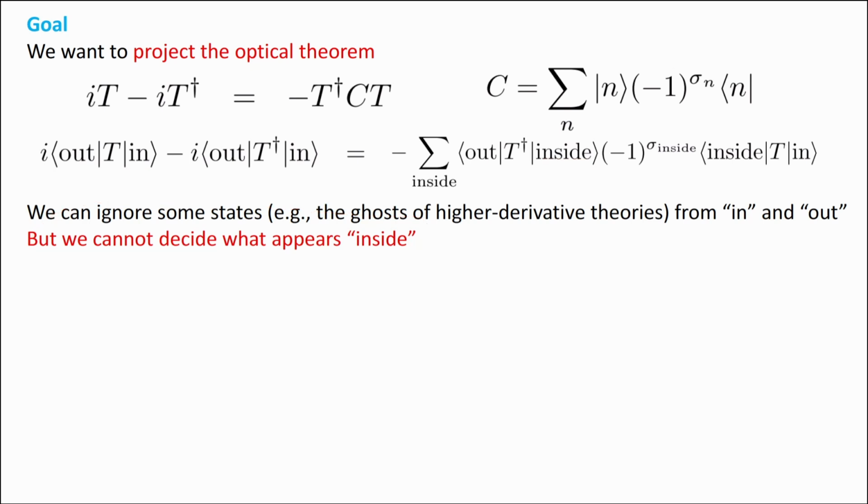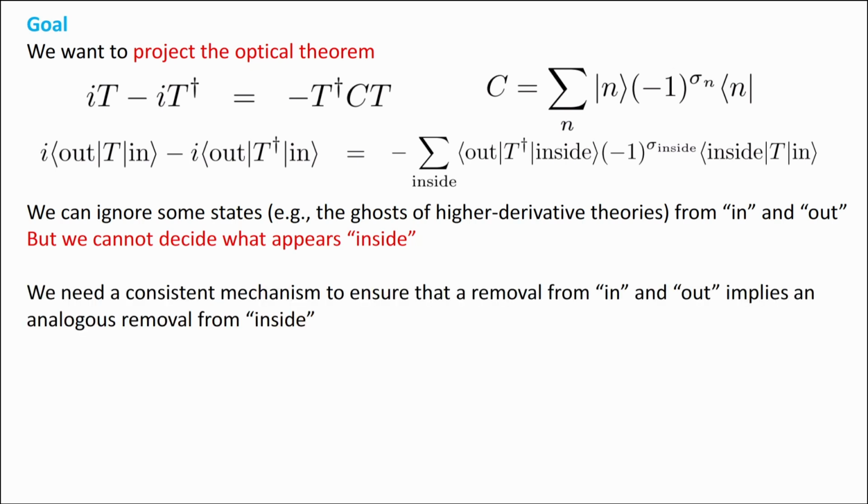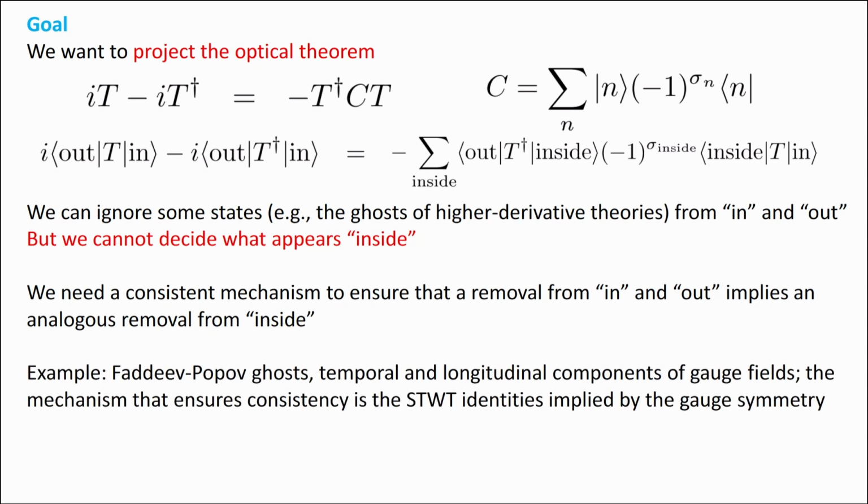So the problem of projecting out the undesirable states is non-trivial. We need a consistent mechanism to assure that a removal from the in and out implies an analogous removal from the inside. And this is absolutely not easy to gain. But there is an example where it is known how to get it. These are the Faddeev-Popov ghosts and the unphysical components of the gauge fields. And there you have a mechanism that ensures the consistency, which is based on the Slavnov-Taylor-Ward-Takahashi identities, and they are implied by the gauge symmetry.